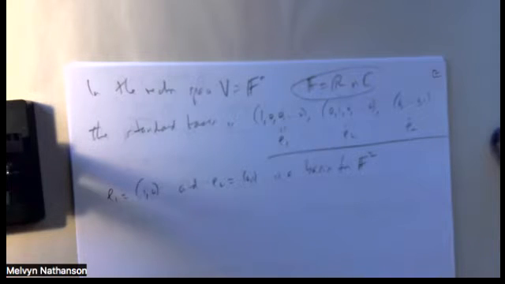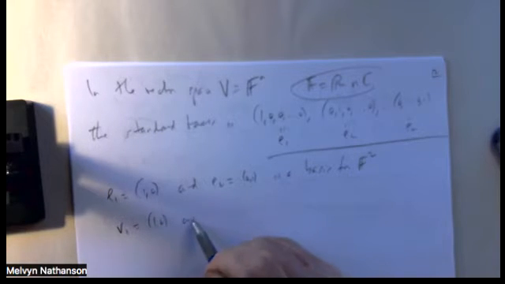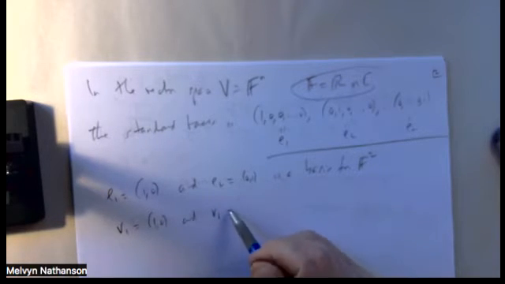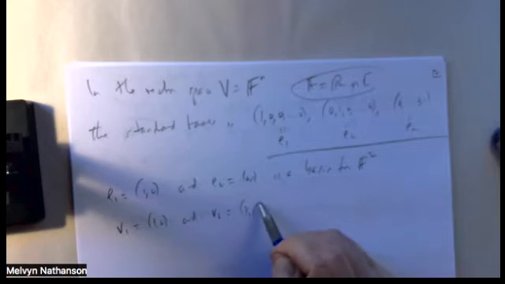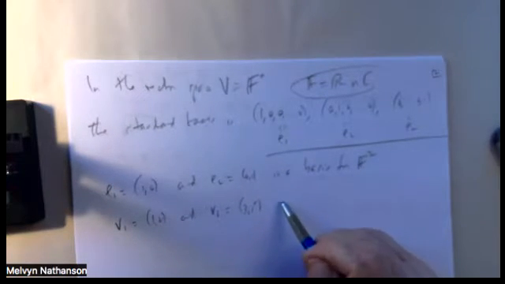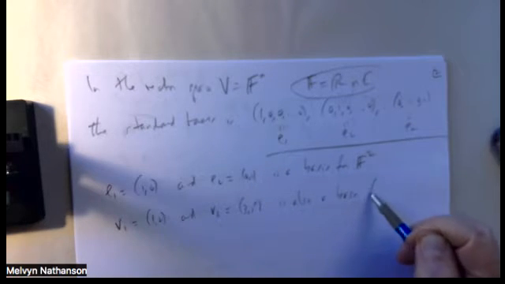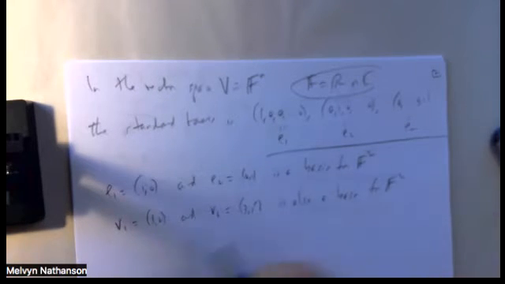But of course, it's not the only basis. There are many bases. If we take v1 to be the vector (1, 2) and v2 to be the vector (3, 5), this is another example in the book. This is also a basis for F2.